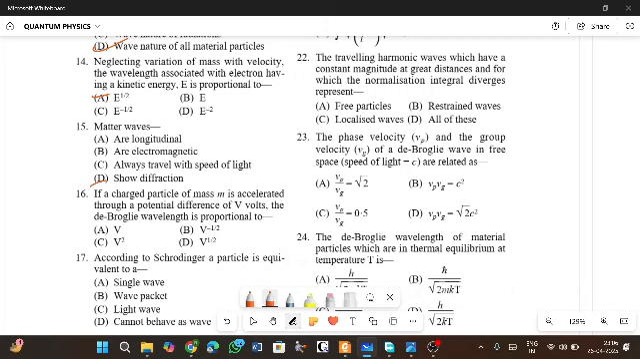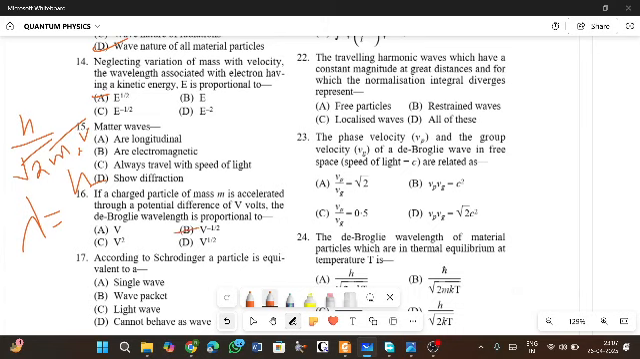If a charged particle of mass m is accelerated through a potential of V volts, the de Broglie wavelength is proportional to what? We can write lambda equal to h by square root of 2 m e V, with the square root covering everything. So lambda is inversely proportional to square root of V. So we can write lambda is proportional to V power minus 1 by 2. So option B is correct.